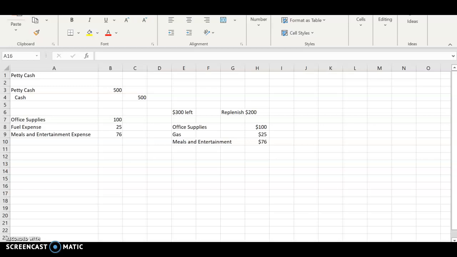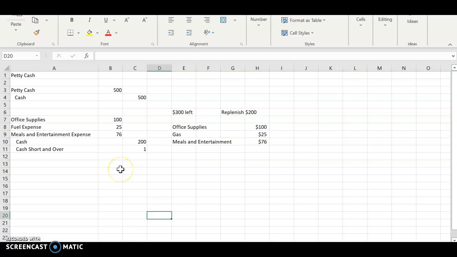All right, do you remember how much we said we needed to take out of the cash account in order to replenish the petty cash? Remember, we said $200 would replenish it to $500, so we need to credit cash for $200. But right now, if you add your debits up, they equal $201, and our credits equal $200. So our debits do not equal our credits. In order to balance, we need to credit cash short and over for $1. Now our total debits equal our total credits.